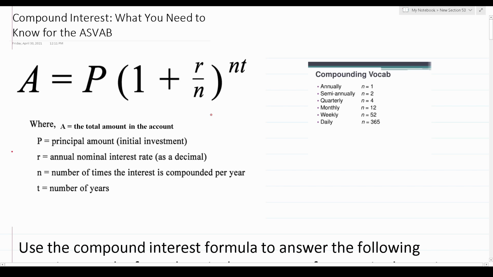In fact, if you see a question regarding compound interest on the ASVAB, chances are this formula is going to be provided to you. That said, you do have to understand the ins and outs of this formula in order to answer the questions correctly. And so in light of that, I'm going to spend the first part of this video breaking down and discussing each and every part of this formula.